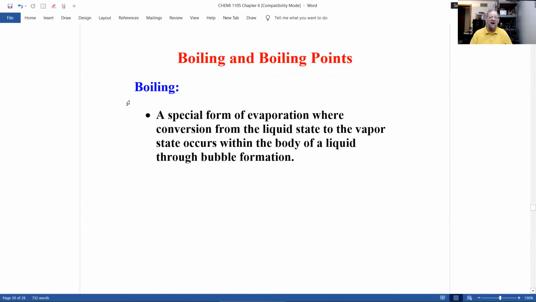Now, let's talk about boiling. Boiling is a specific form of evaporation where conversion from liquid state to vapor state occurs in the body of a liquid through bubble formation. So when you're boiling something, what happens? You form bubbles that are gas that form a vapor.